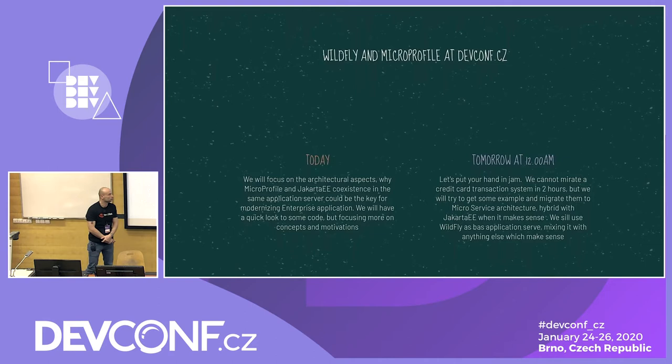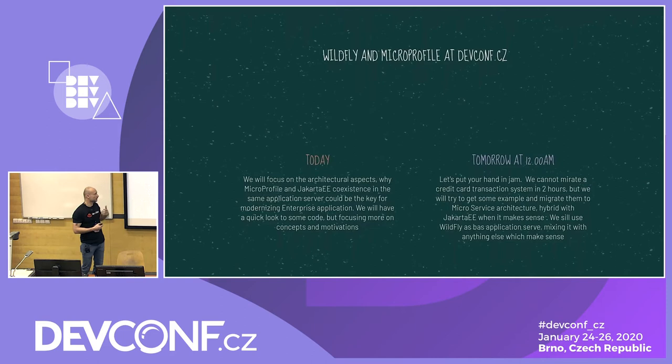One is today, and today we will focus on the architectural aspect: why MicroProfile and Jakarta together is important, and why it's important to have both in the same application server to be able to migrate from a monolith to a microservice oriented architecture.